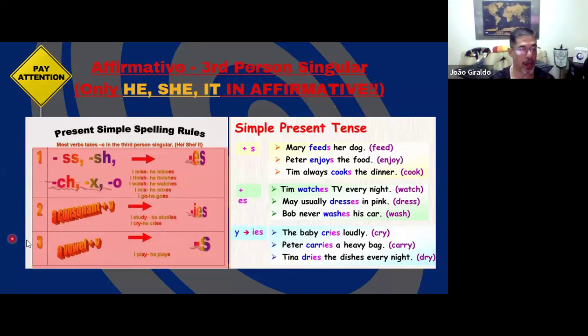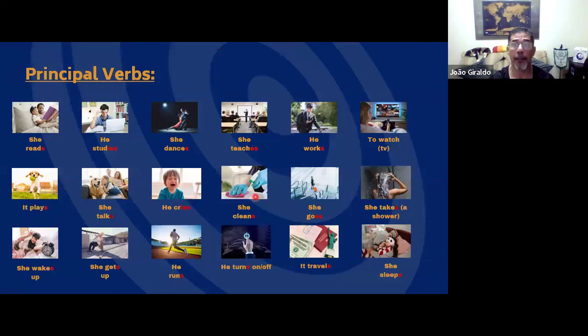Okay, my people. I hope you understand this lesson. It's a very simple lesson, but methodical. Need to study because simple present is something we use very, very, very much.